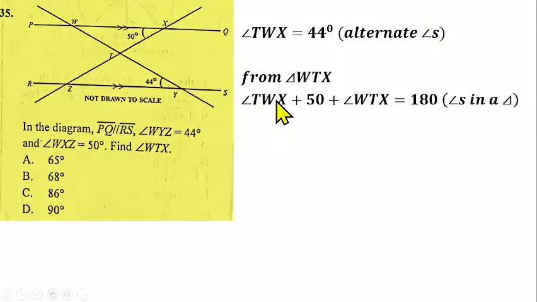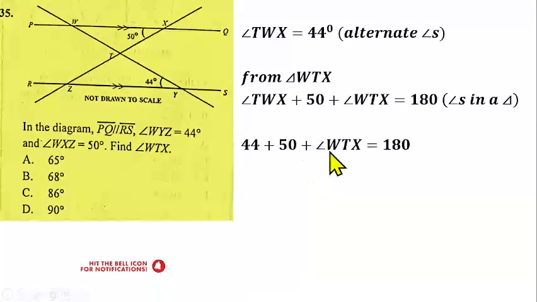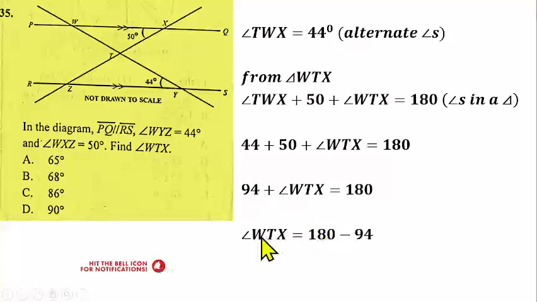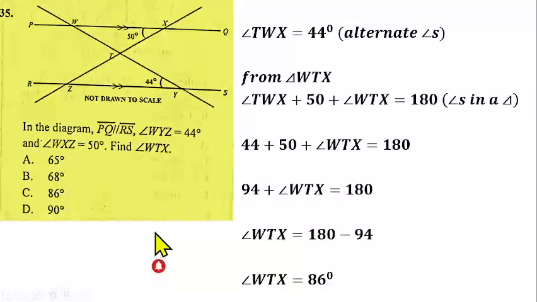Angle TWX, which is 44, plus 50, plus the angle we are looking for, which is WTX, equals 180 degrees, the sum of angles in a triangle. So that gives us 44 plus 50 plus angle WTX equals 180. 44 plus 50 gives us 94 plus angle WTX equals 180. So angle WTX equals 180 minus 94. Then that will give us 86 degrees as the right answer, which is also option C for question number 35.